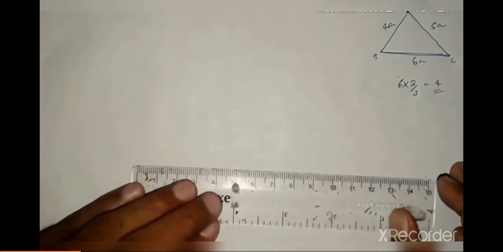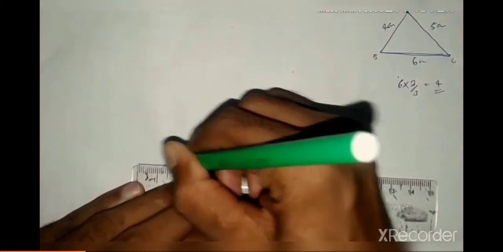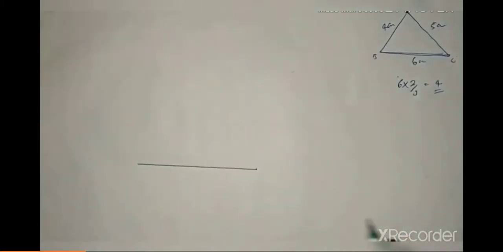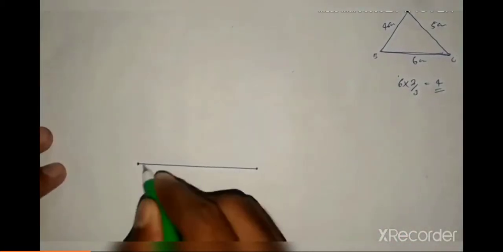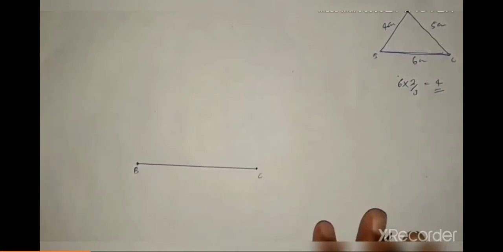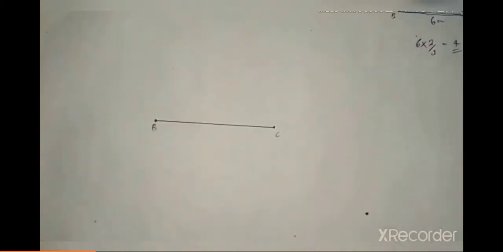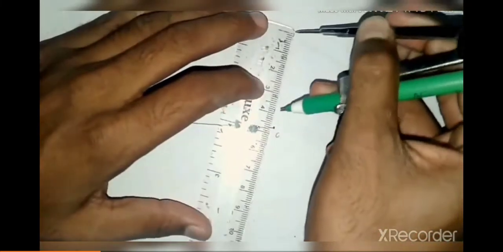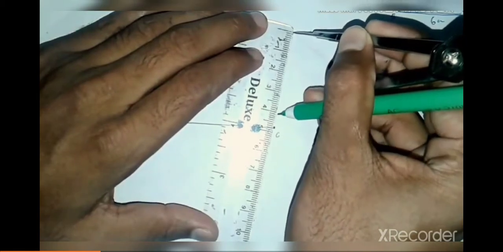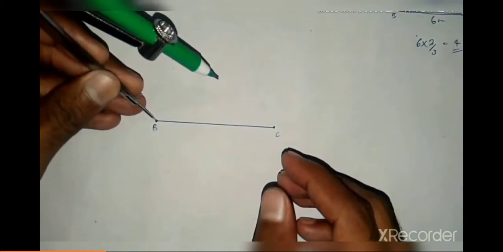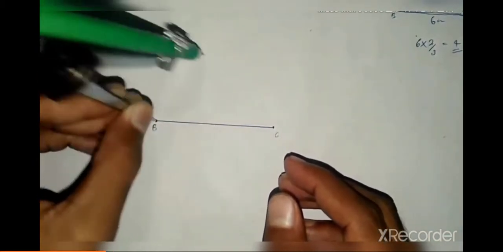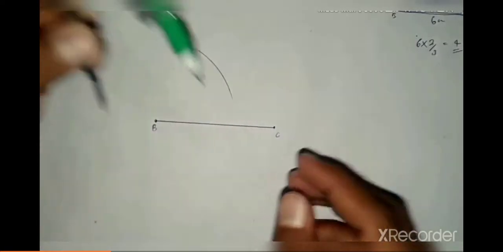So you have to construct. How are we going to construct? By using the compass. Draw a line segment BC equal to 6 centimeter. We are considering BC as the base. Then draw a triangle using the compass. From B to A is 4 centimeter, so take 4 centimeter from B and draw an arc.